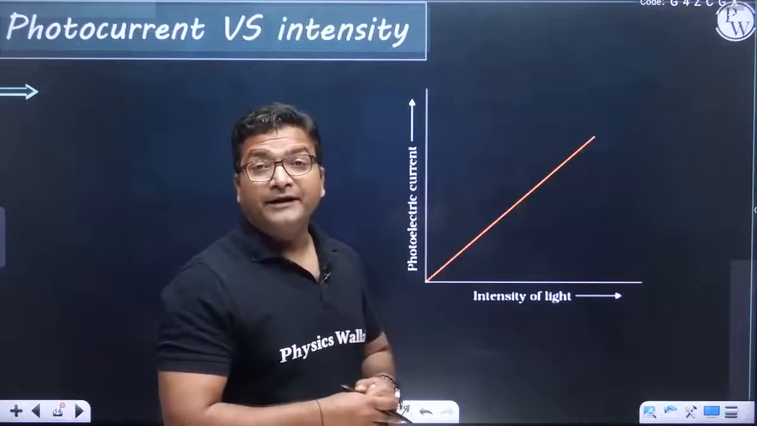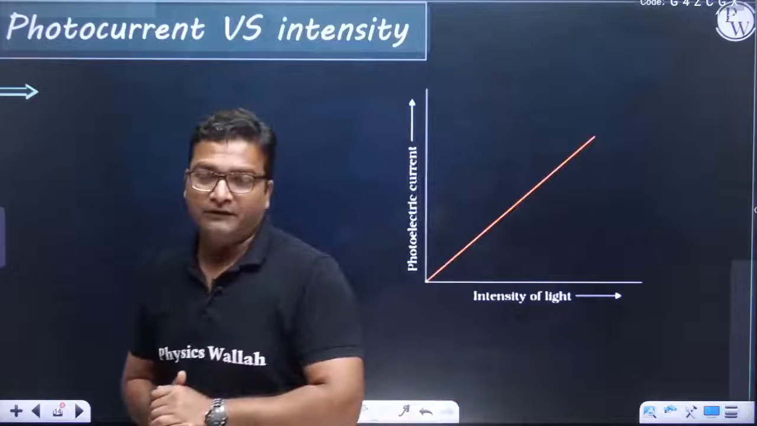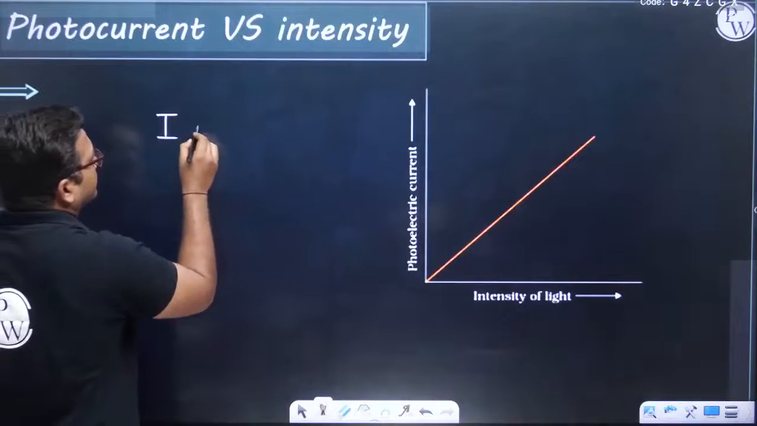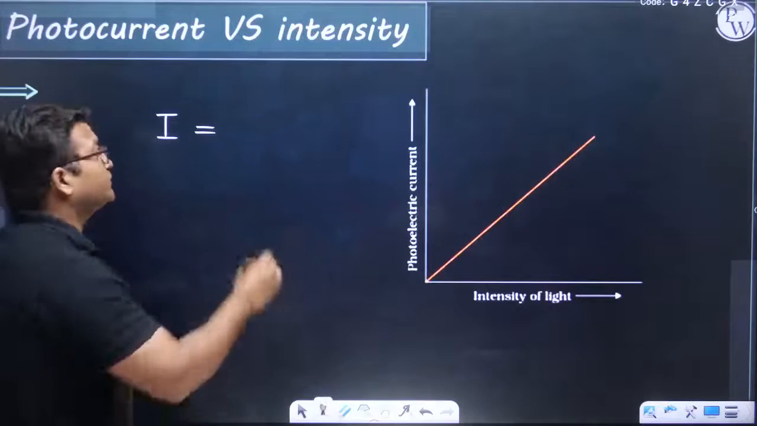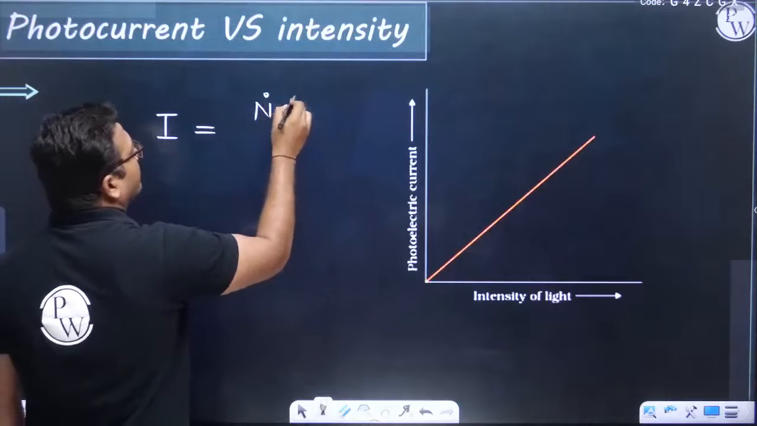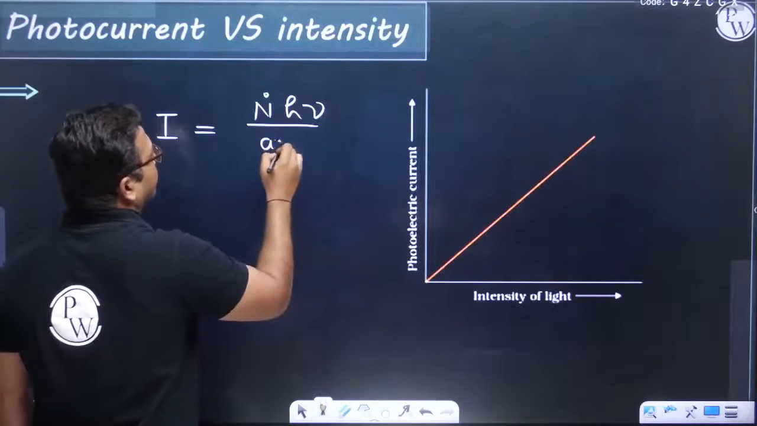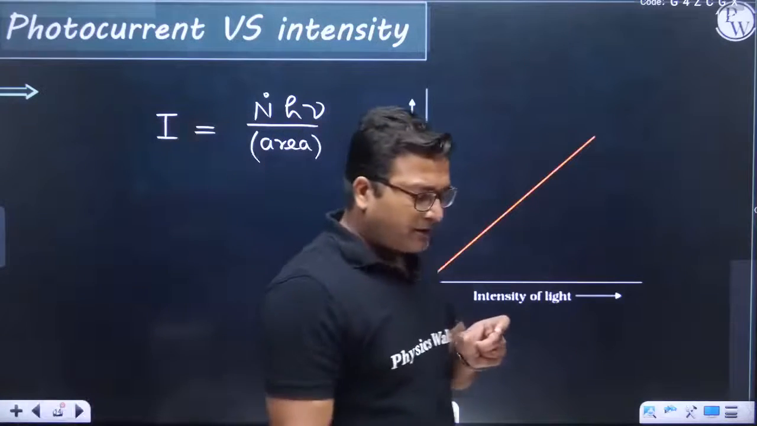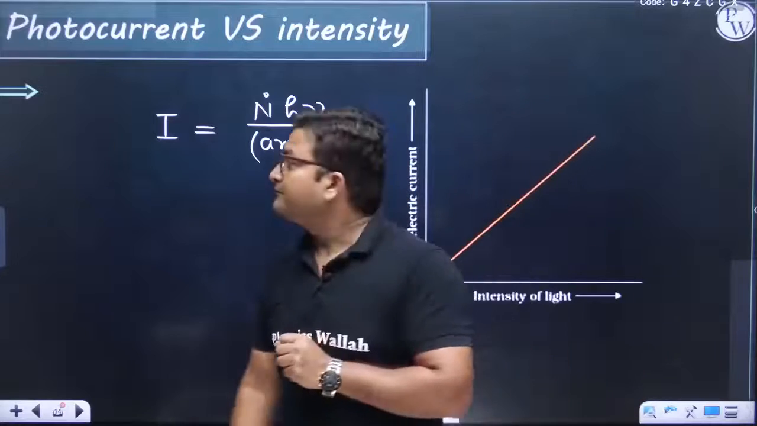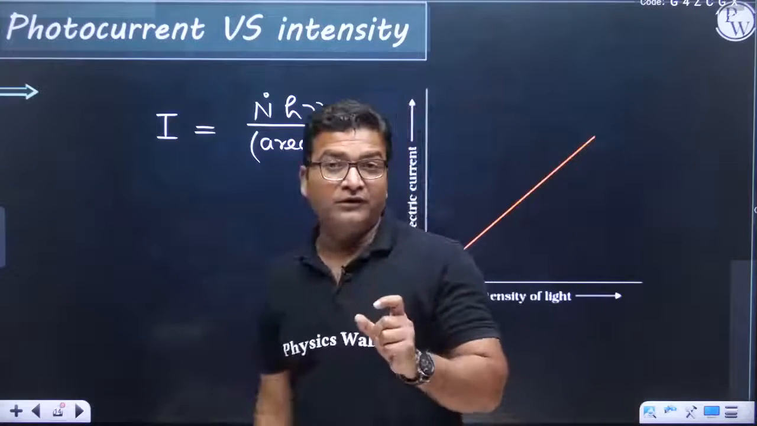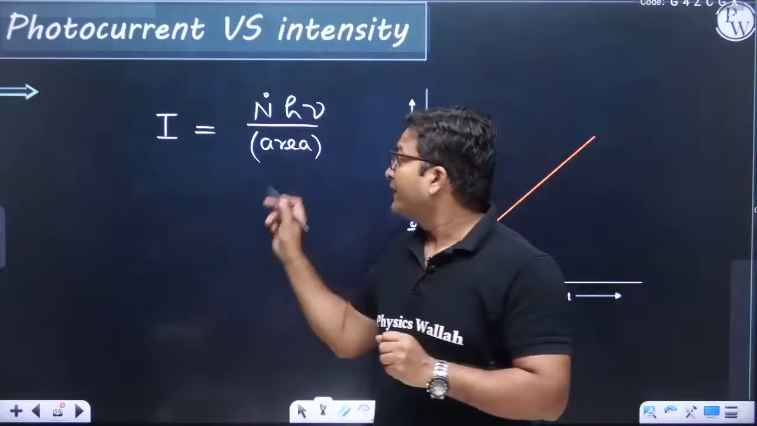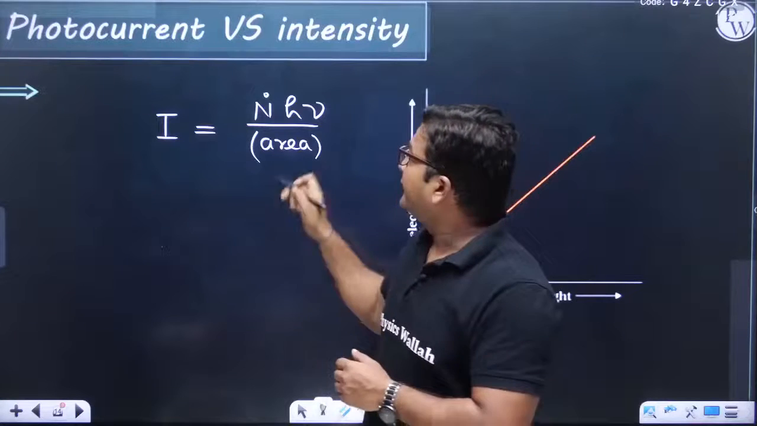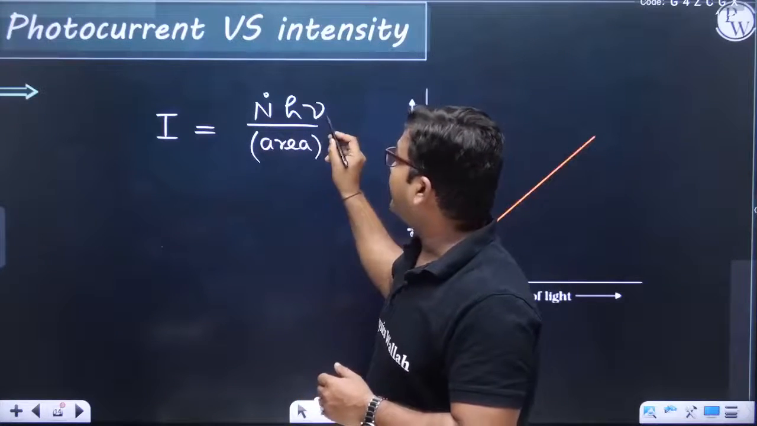Next we have photocurrent versus intensity. Okay, let us understand what intensity is. The intensity of incident radiation is actually N dot h nu by the area of cross section of the beam. N dot is the number of photons coming in 1 second. h nu is the energy of one photon, or average energy of one photon, and area is the cross section area of the beam. This is the intensity, and you know the intensity depends on both N dot and nu.